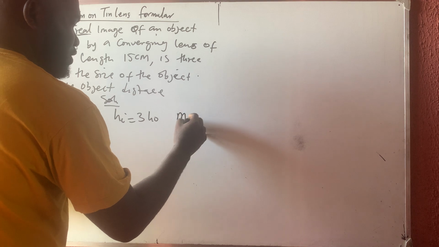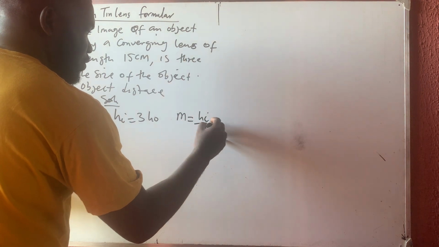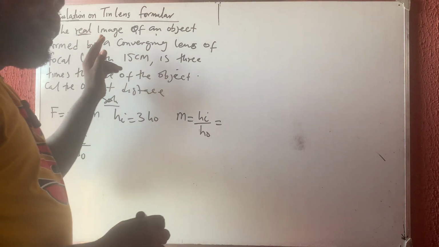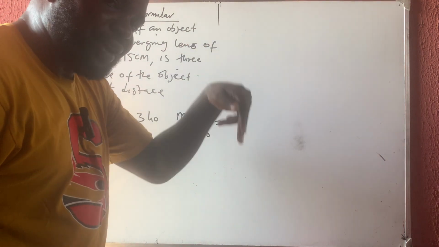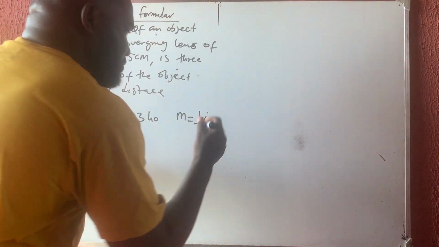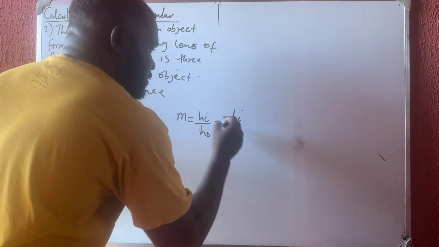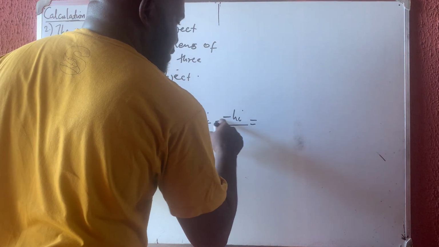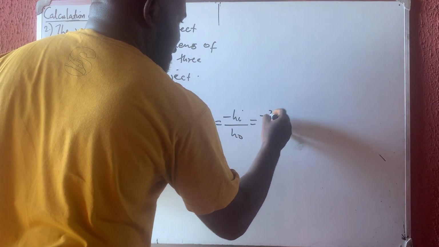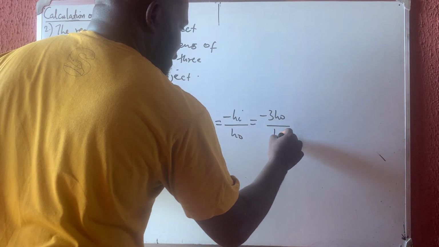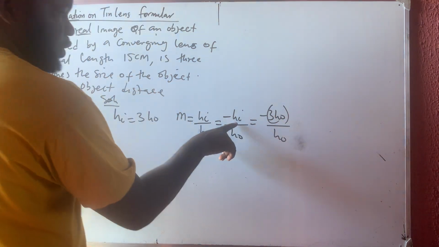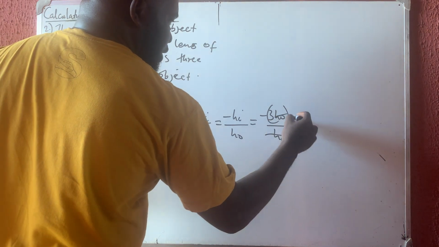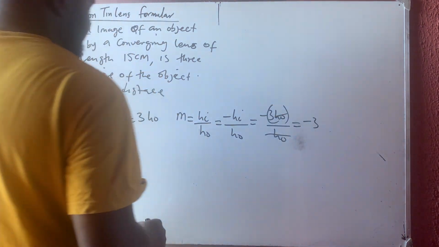Watch me now. My magnification is equal to HI over HO. But since it's forming a real image, that image is going to be inverted, so the height will be negative. So I'm going to have negative the height of the image over the height of the object, which is -3HO over HO. Why did I have -3? Because they told us that HI is 3HO. So HO cancels HO, and I have -3 here.